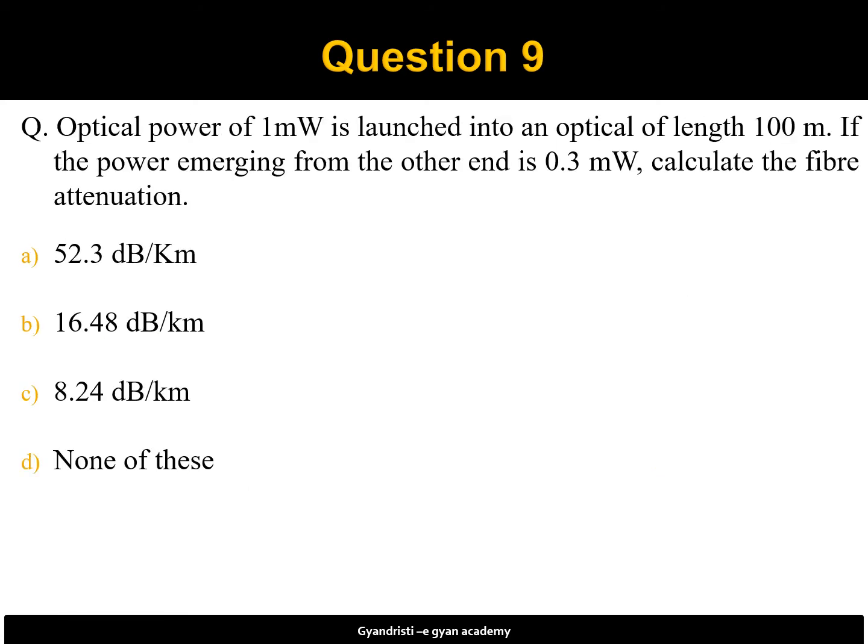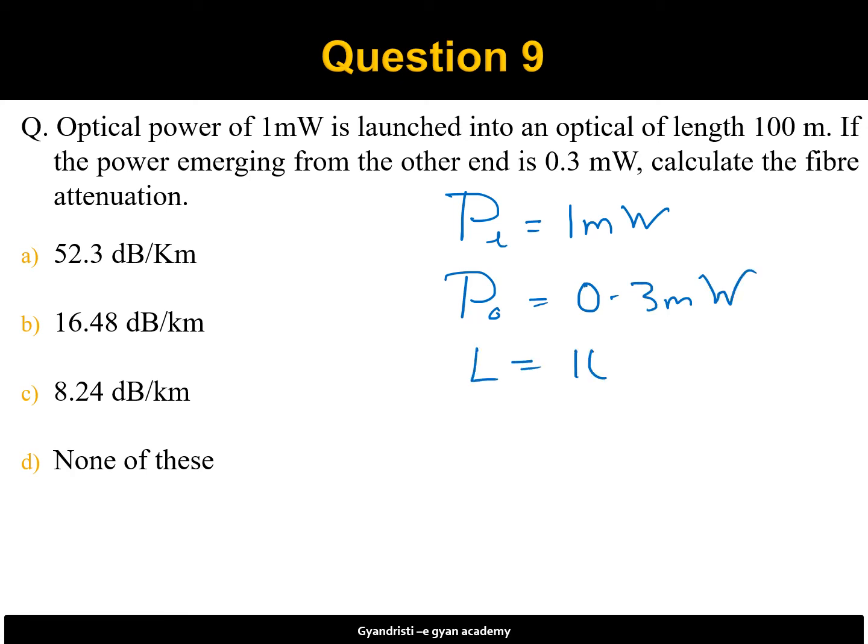Again, in question number 9, we have to calculate the fiber attenuation. It is given that optical power of 1 milliwatt is launched into an optical fiber of length 100 meter. If the power emerging from the other end is 0.3 milliwatt, calculate the fiber attenuation. Four options are given: 52.3 decibel per kilometer, 16.48 decibel per kilometer, 8.24 decibel per kilometer, none of these. So, given that Pi, that is the input power, is 1 milliwatt, whereas output power is 0.3 milliwatt, and length of the optical fiber is only 100 meter.